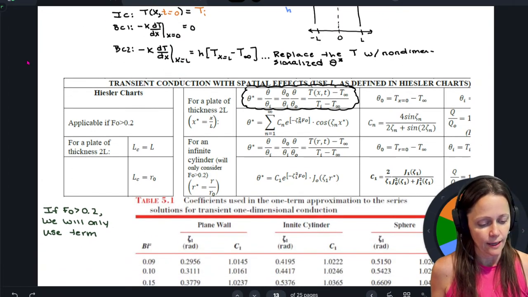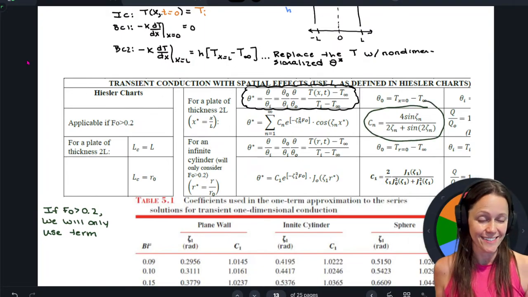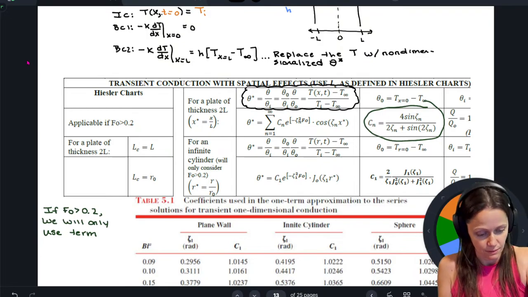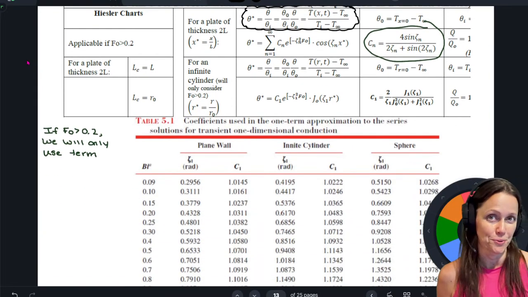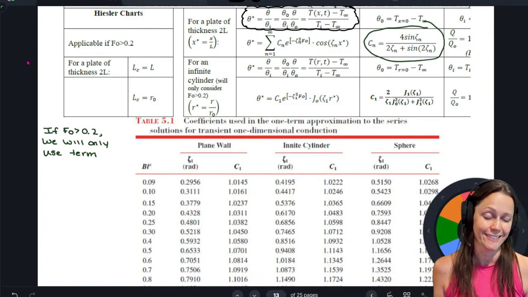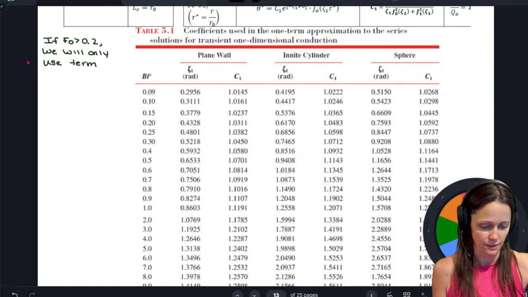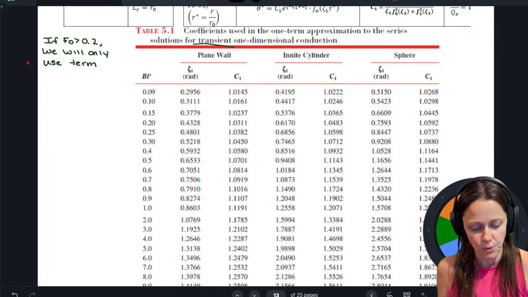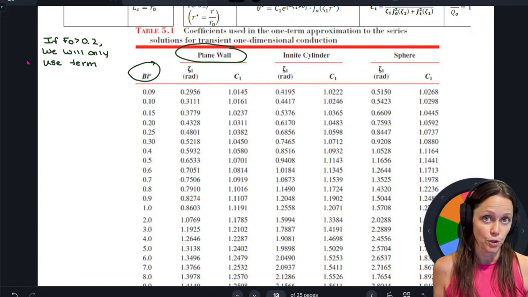so let's look at the terms again in that series solution. You've got your Cn, and you've got a way to calculate it for whatever n it is. If your Fourier number was less than 0.2, you'd need more terms, so you might need to calculate a C2, but you really don't. If you scroll down to table 5.1 on your equation sheet, about the third or fourth page, you can look those up. We're going to do plane walls today. All you need to do is calculate your Biot number and then read off the corresponding zeta and C1, plug it in, and then it's good. Okay.